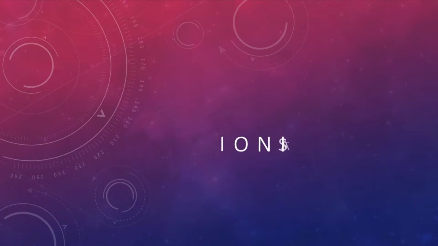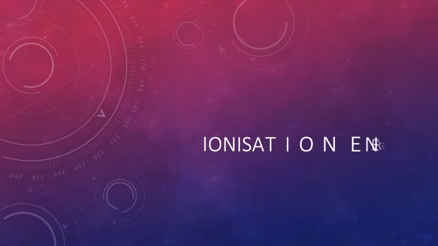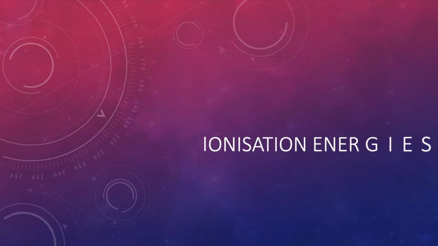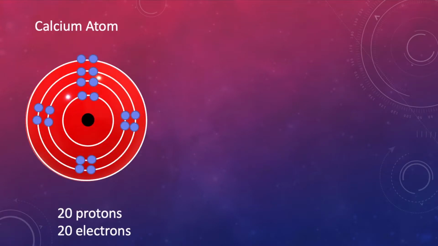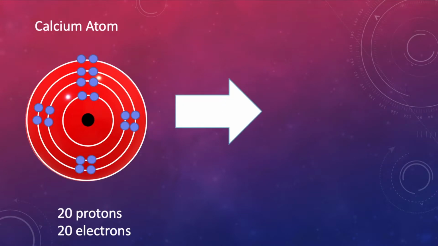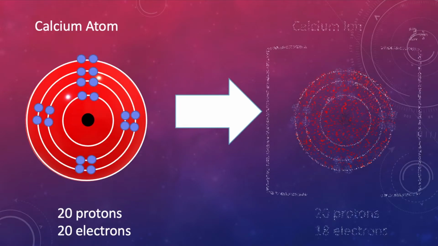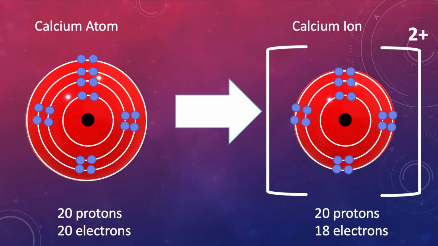In this little video, we're going to look at ionization energies, and this follows on from our electron configurations. Let's return to our calcium atom, which we were looking at last lesson. So calcium, as we know, has 20 protons and 20 electrons. But when it bonds, we know that it loses those 2 electrons to become a calcium ion and has a 2+ charge.